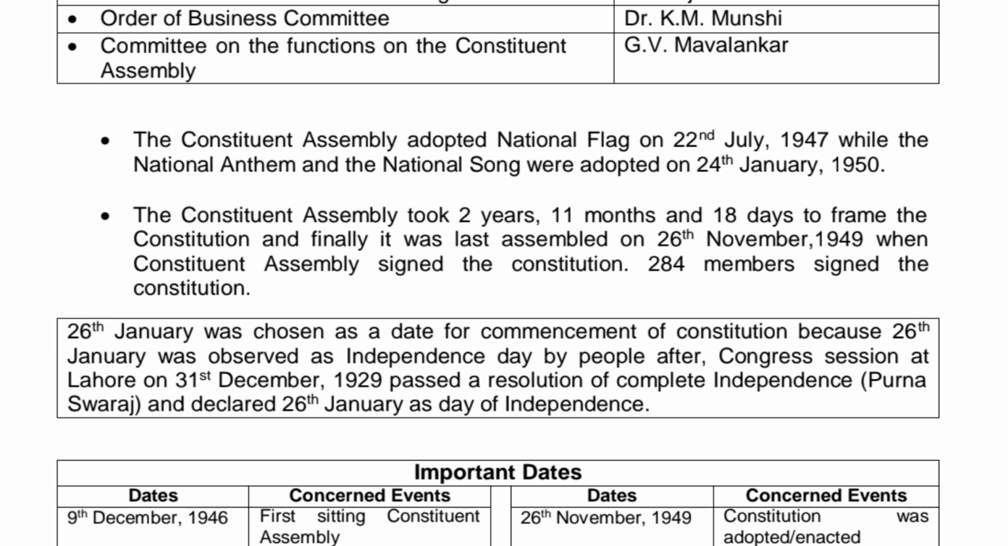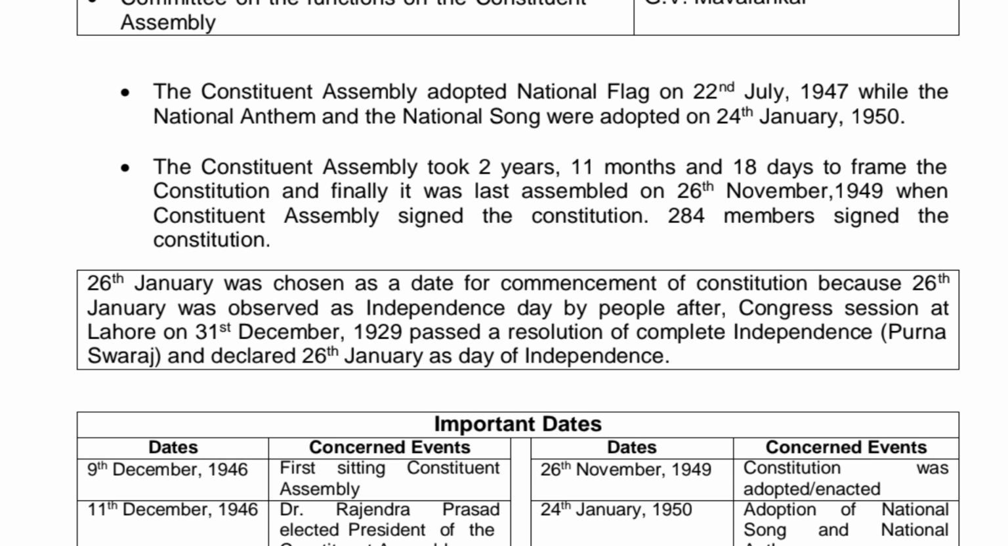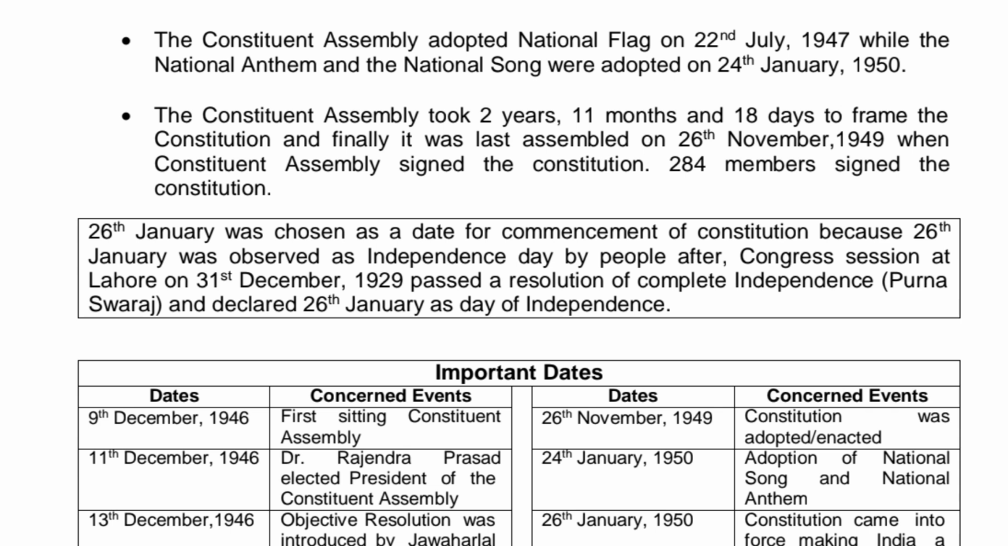The Constituent Assembly took 2 years, 11 months, and 18 days to frame the Constitution, and it last assembled on 26th November 1949, when the Constitution was signed. 284 members signed the Constitution. 26th January was chosen as the date of commencement of the Constitution because the Congress session at Lahore on 31st December 1929 passed a resolution of complete independence, Purna Swaraj, and declared 26th January as Independence Day.